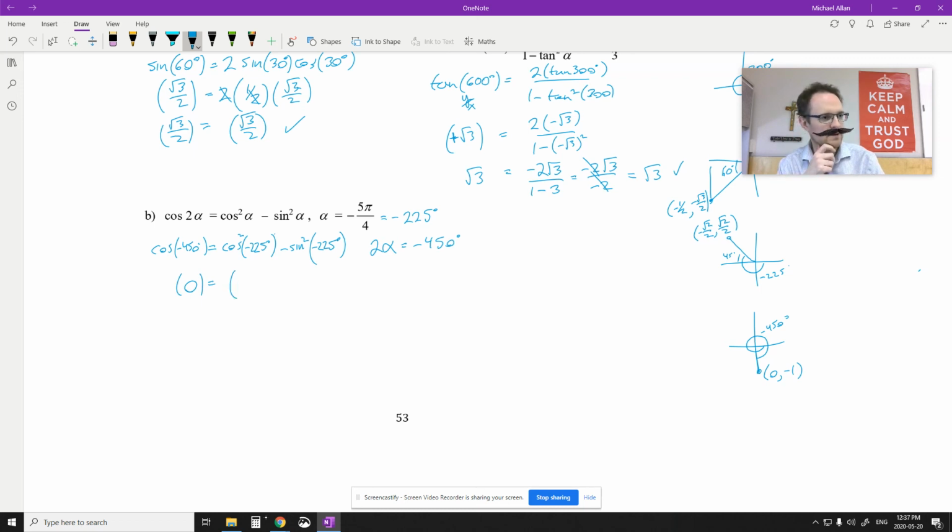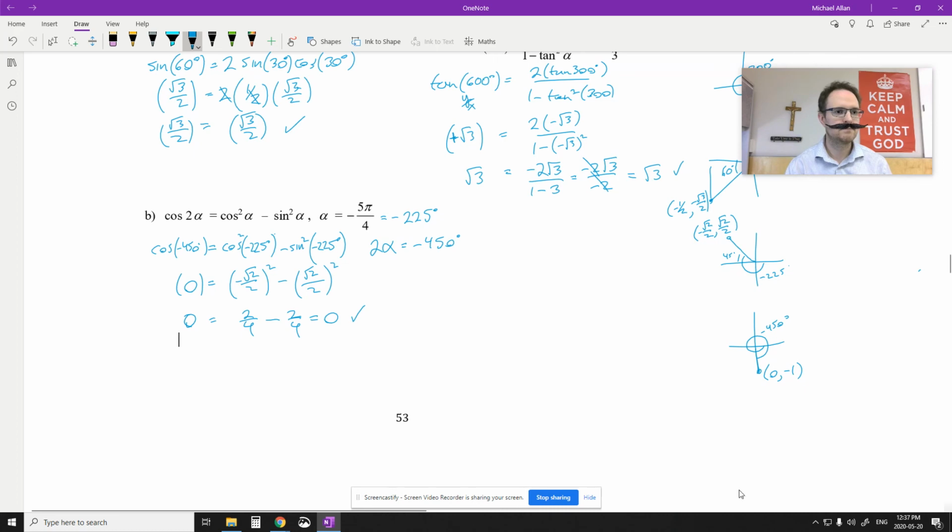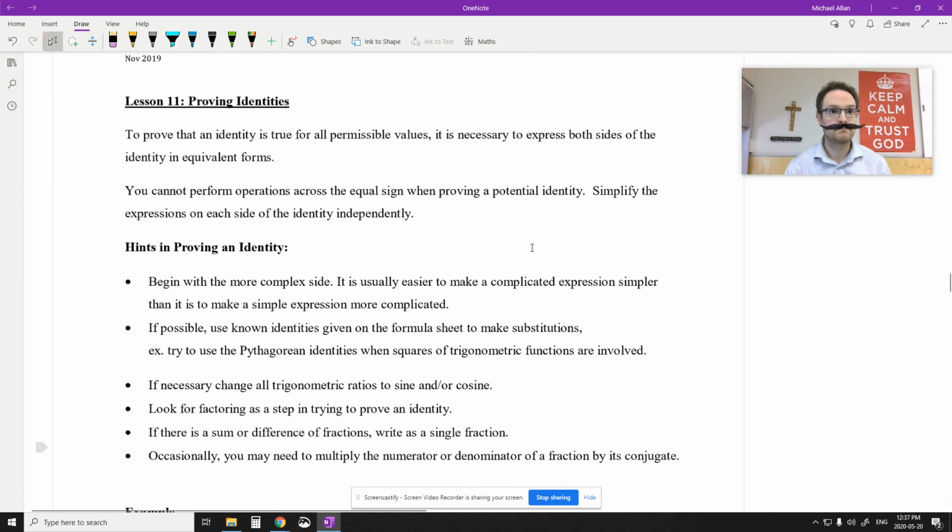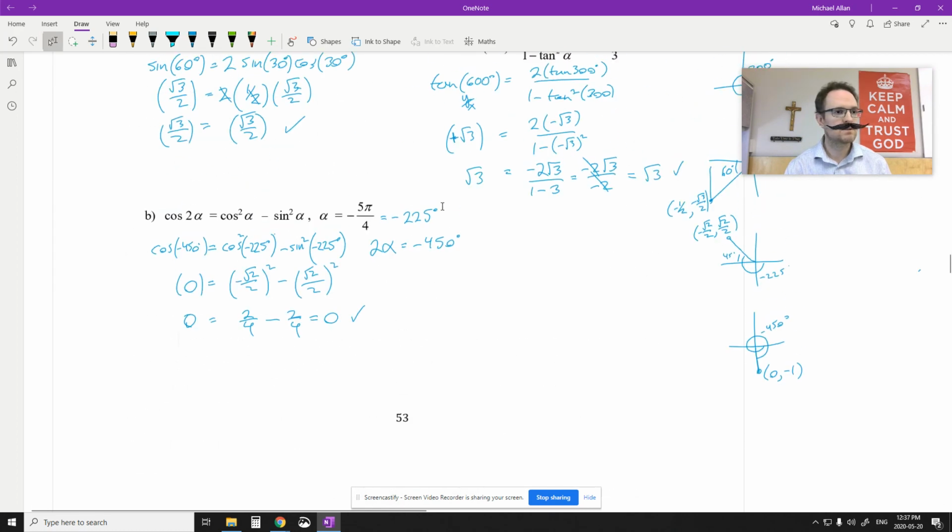Cos squared, so cos is the x value. The x value on this one is negative root 2 over 2. And then over here, I got sine being squared, and sine is the y value, which is just root 2 over 2. Both being squared, so they're both positive numbers. This will end up being 2 over 4, which is a half, minus 2 over 4, which ends up being 0. Cool. And there we go. That's the end of that one. So we're just verifying it there.